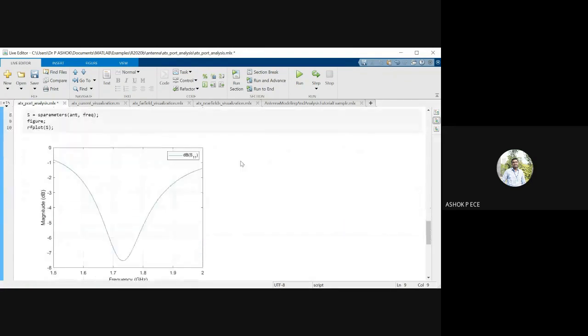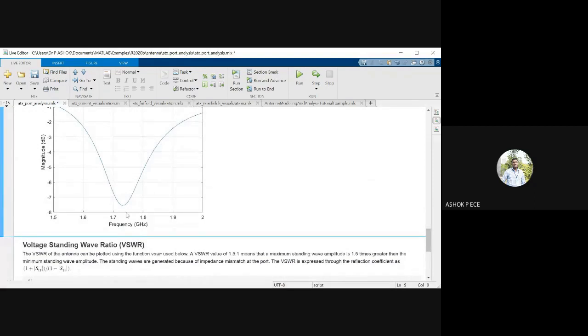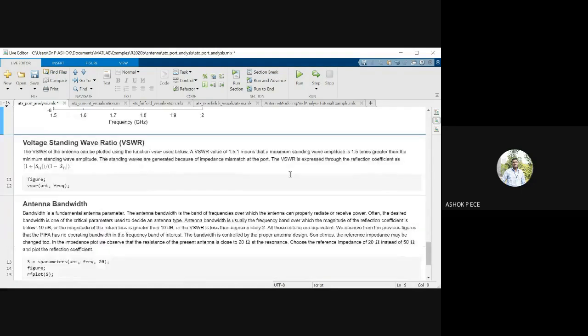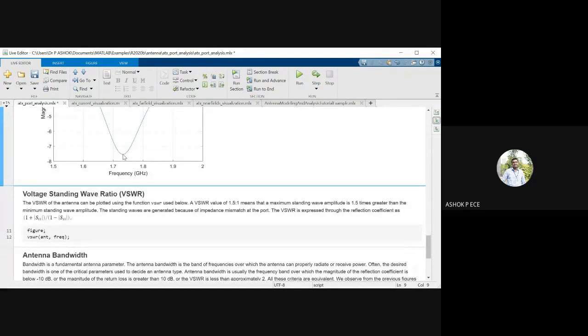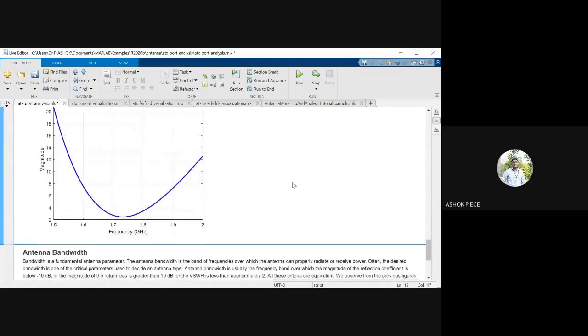Okay. And S11, you see at the design frequency, the reflection coefficient will be very, very minimum. So you can see S11 is close to minus 7.5 dB, which indicates that this antenna is very good at resonating on 1.74 gigahertz. Okay, and you know when your resonant frequency, when your reflection loss is minimum, your VSWR should be minimum. At 1.74, you see VSWR.